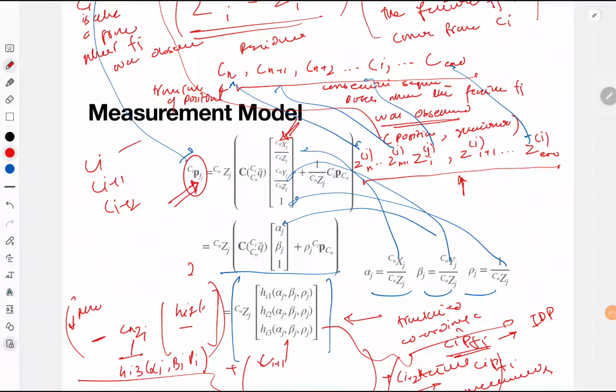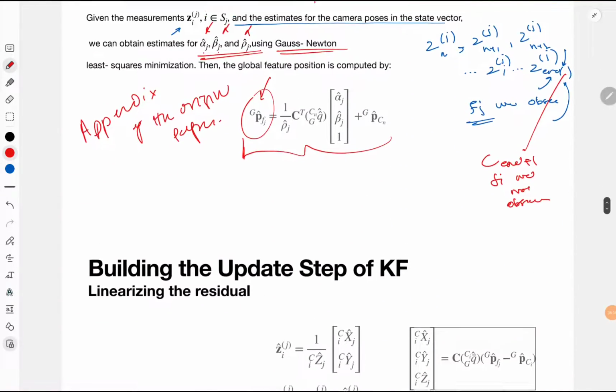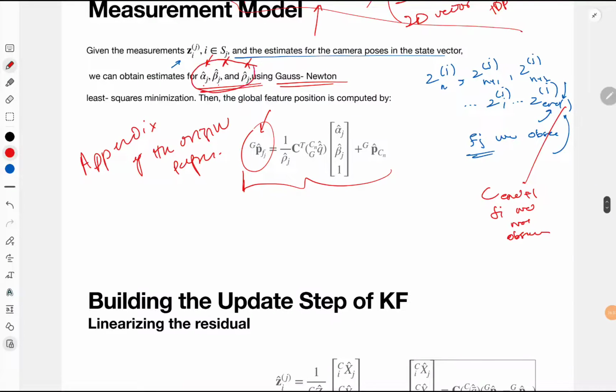And then since you have the data related to the feature position for each of these poses, you can set up an optimization problem between the difference of the translated feature position, which would be these things, and the actual feature positions which are in the measurements. And from that you could estimate these things. Once you estimate these things, you can estimate the global position of the feature.